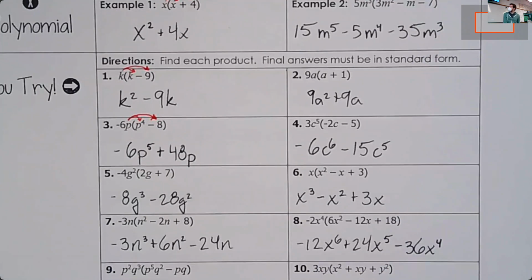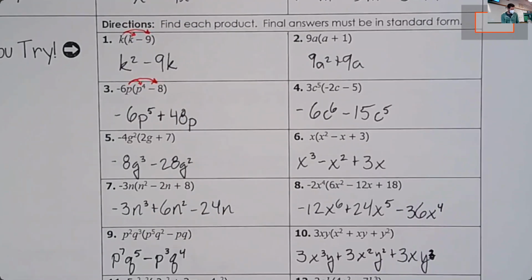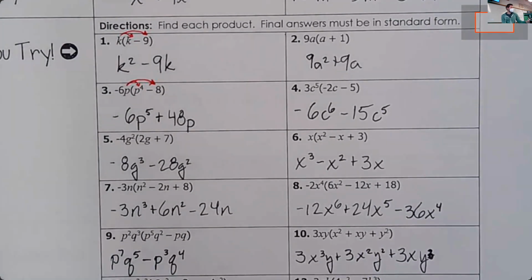All right, the next one, number 9, is p to the 7th, q to the 5th, minus p to the 3rd, q to the 4th. Number 10, we've got 3x to the 3rd y plus 3x squared y squared plus 3xy to the 3rd. Any questions so far? Hopefully things are making pretty decent sense. It's distributive property, multiply, and then product rule. All right, number 11.